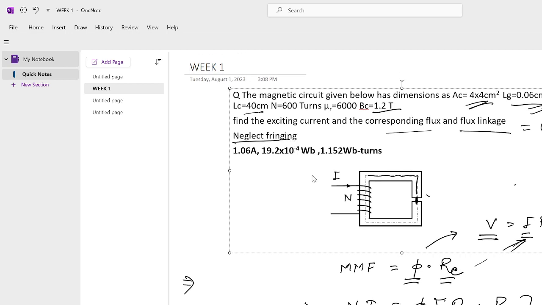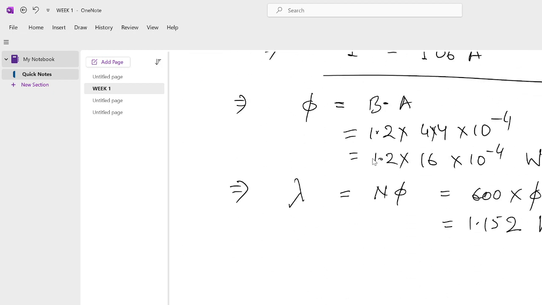Is it clear? You may note down the answers. This is 1.06 ampere for the excitation current, 19.2 into 10 power minus 4 Weber for the flux, and flux linkage is 1.152 Weber turns.